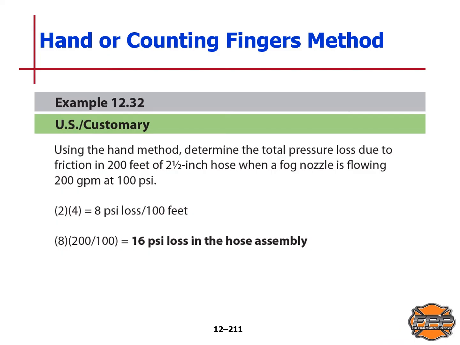So with the hand or counting fingers method, determine the total pressure loss due to friction in 200 feet of 2.5 inch hose when a fog nozzle is flowing at 200 gallons per minute at 100 psi. Well, you take 2 times 4, and that gives you 8 psi loss per 100 feet. 8 times 200 divided by 100 is 16 psi loss in the hose assembly. All you have to do is apply these numbers to the hand, and you'll easily see this.